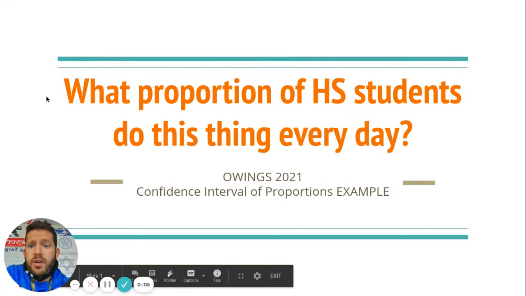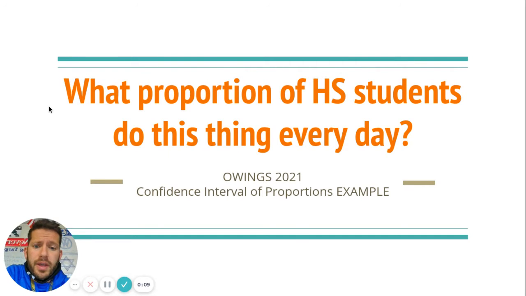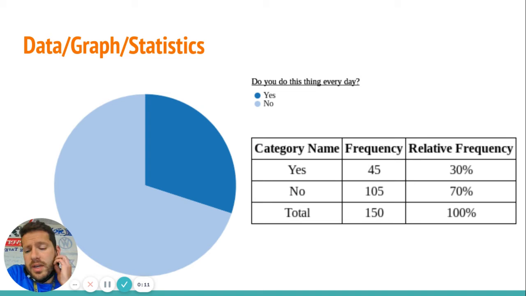This is my presentation for confidence interval. I wanted to find out what proportion of high school students do this thing every day. So I sent out on social media a question, do you do this thing? And the responses were yes or no. And I got 45 yeses, 105 no's, and that is 30% yes and 70% no.